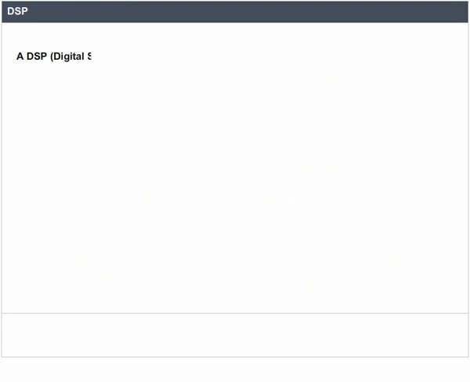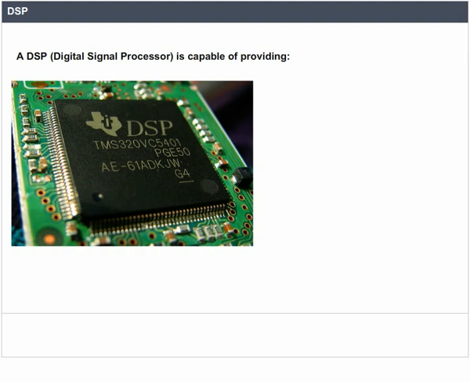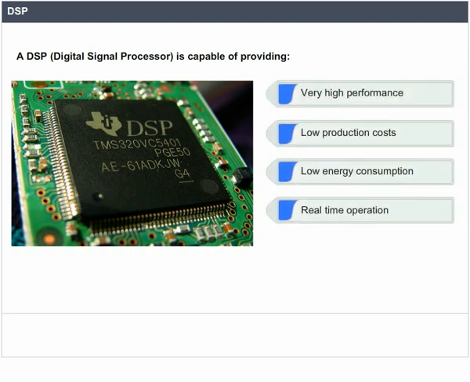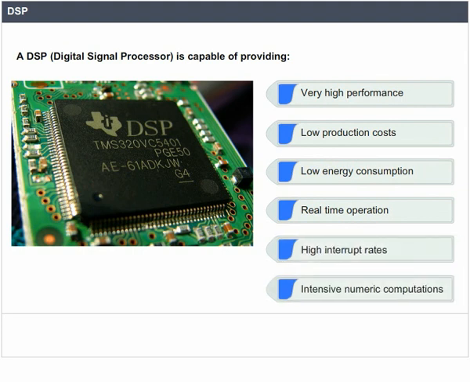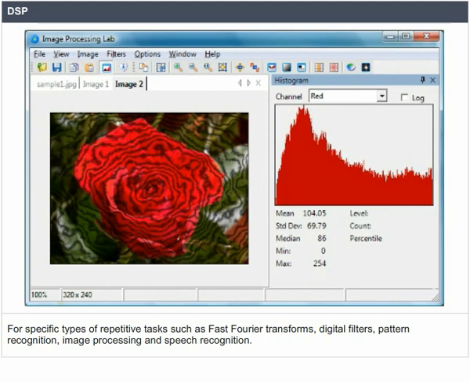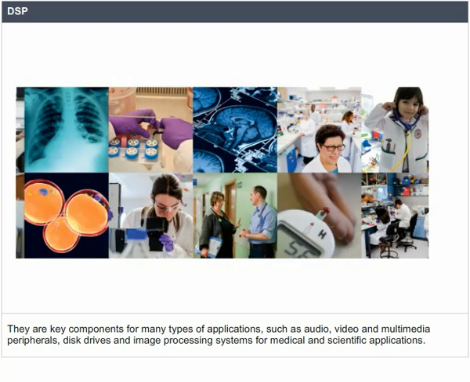DSP. A DSP, digital signal processor, is capable of providing very high performance, low production costs, low energy consumption, real-time operation, high interrupt rates, and intensive numeric computations for specific types of repetitive tasks such as fast Fourier transforms, digital filters, pattern recognition, image processing, and speech recognition. They are key components for many types of applications such as audio, video, and multimedia peripherals, disk drives, and image processing systems for medical and scientific applications.